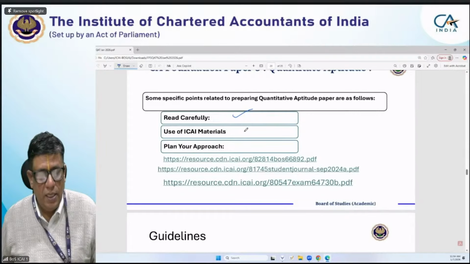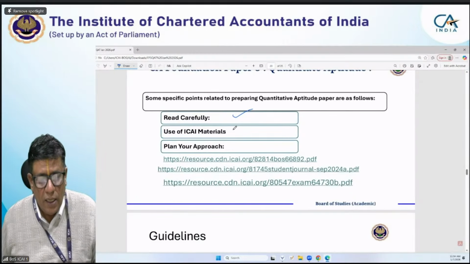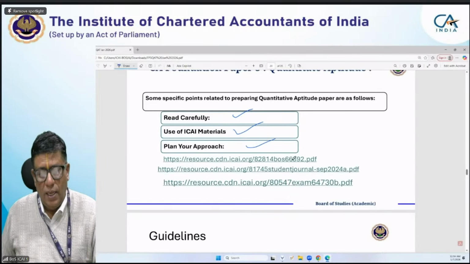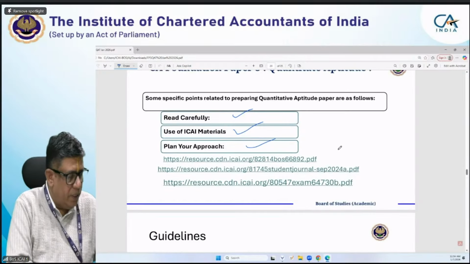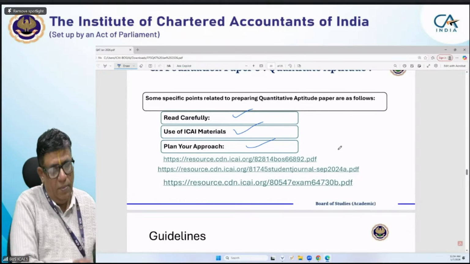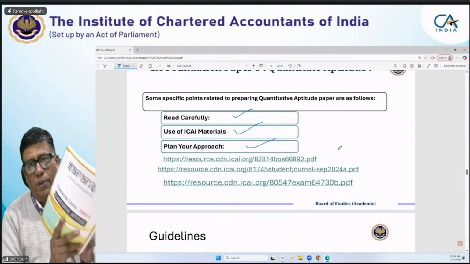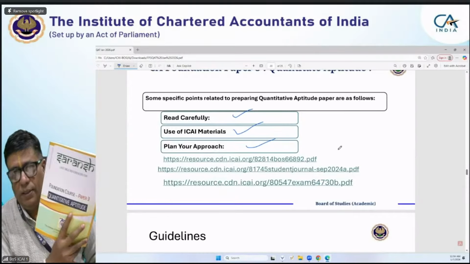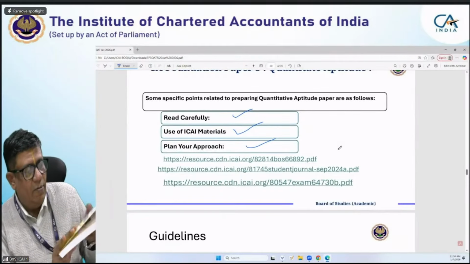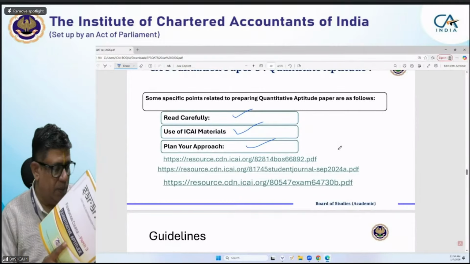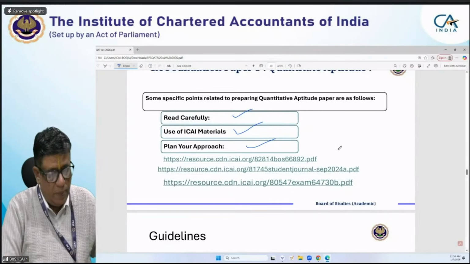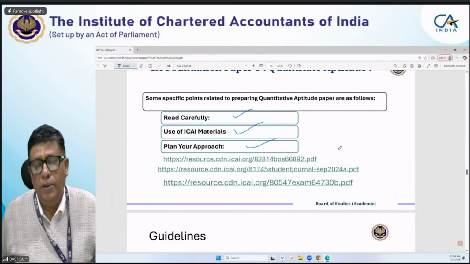quantitative aptitude: read the questions carefully. Once again, I request the students to use the ICAI study material and plan your approach. From the institute's point of view, the study material is there for Paper 3, quantitative aptitude. You have to prepare that, and as I mention every time, Sarans material is simple, crisp and an easy way to prepare quantitative aptitude. It has been given in a beautiful manner.